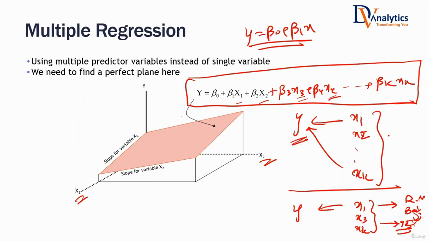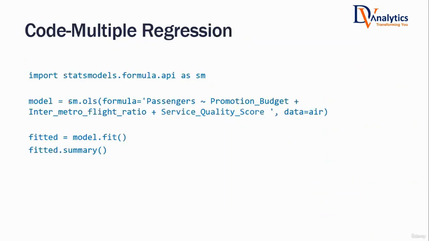So how do you build a multiple regression line when you're working on Python? How do you give that information to Python? There's only a simple change in the code. You use the same code. While you're writing the model, y tilde x was written earlier.